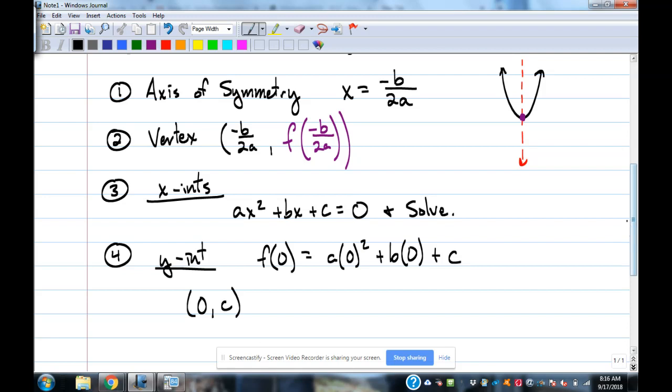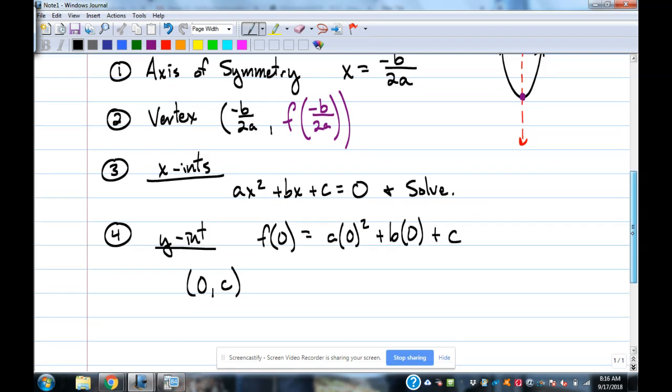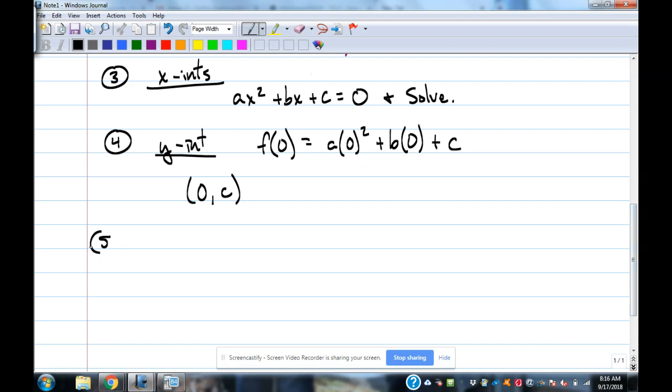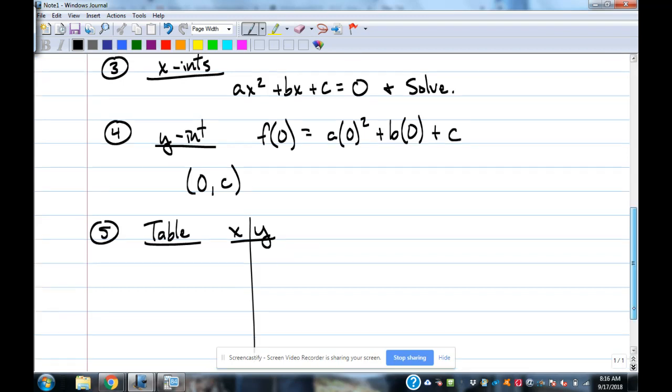All right. Last thing we'll make is a table, and we'll get this with an example in just a second. I'm going to show you how you can make a good table based on what your vertex is and make your graph look nice. All right, so let's look at an example of a problem that's in standard form.